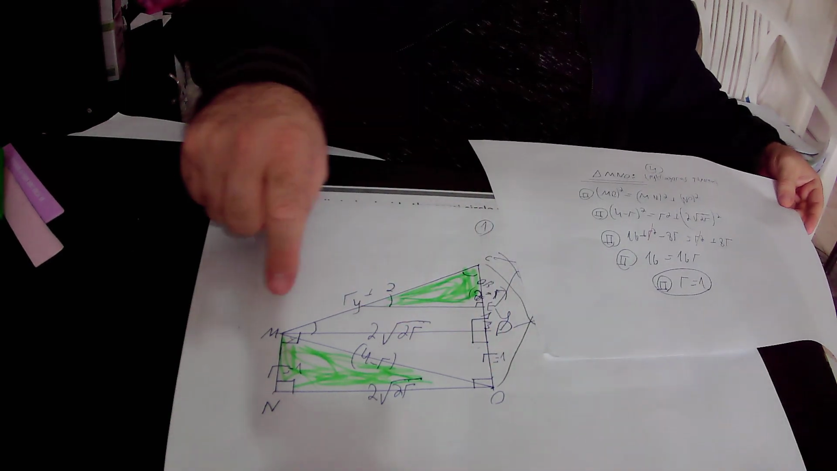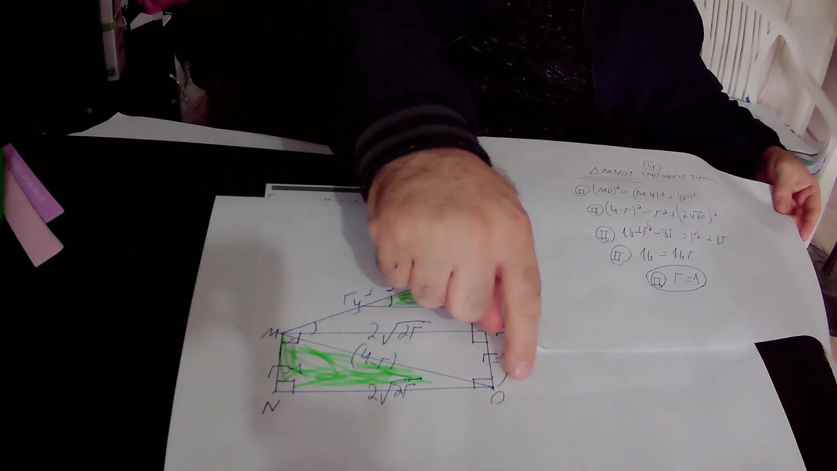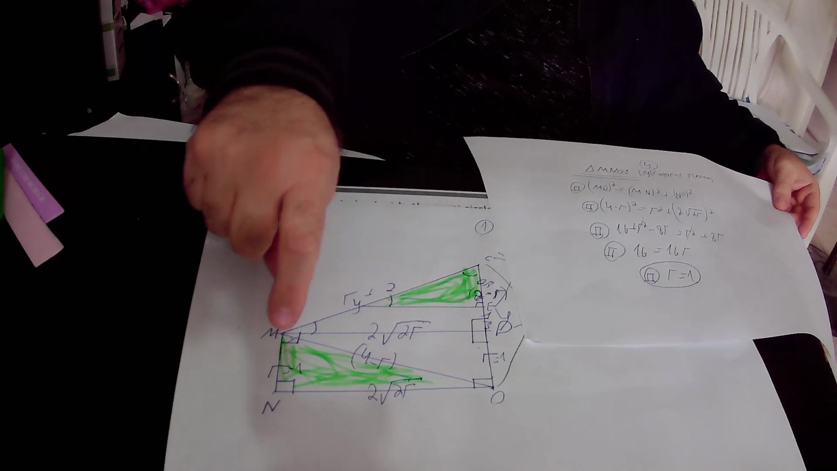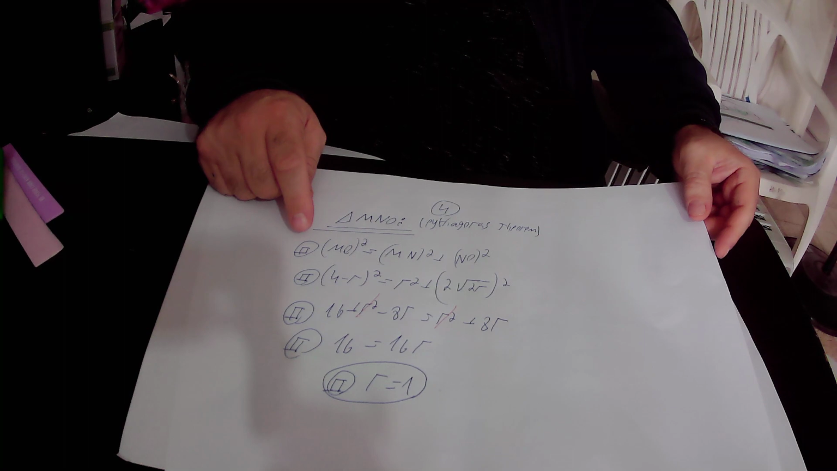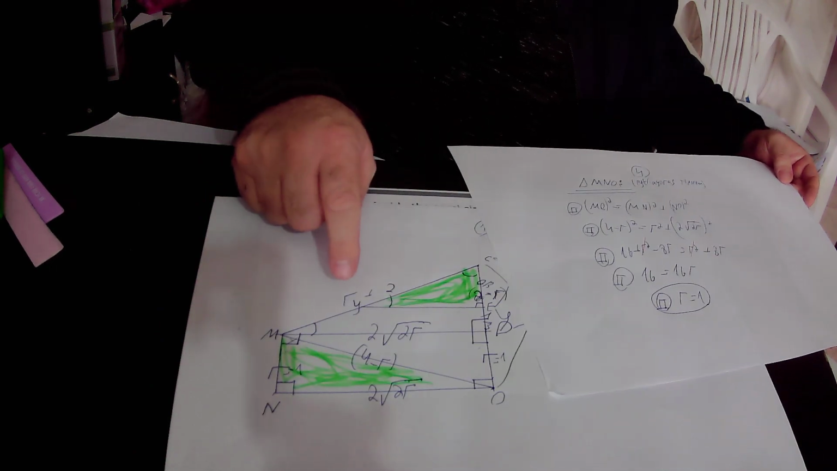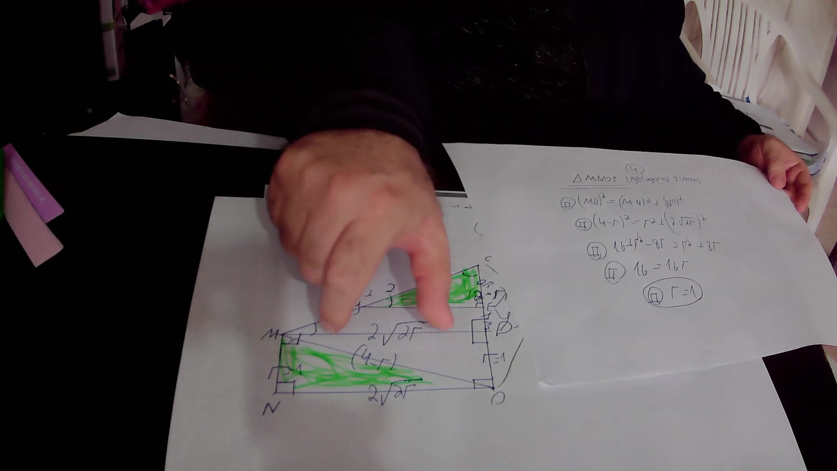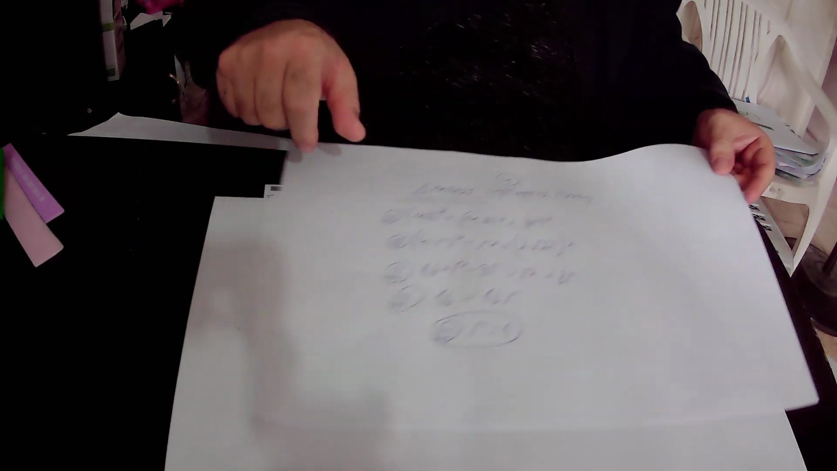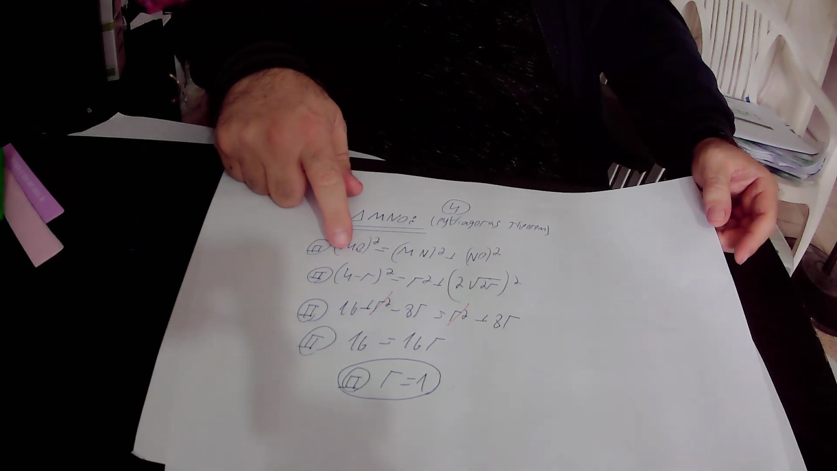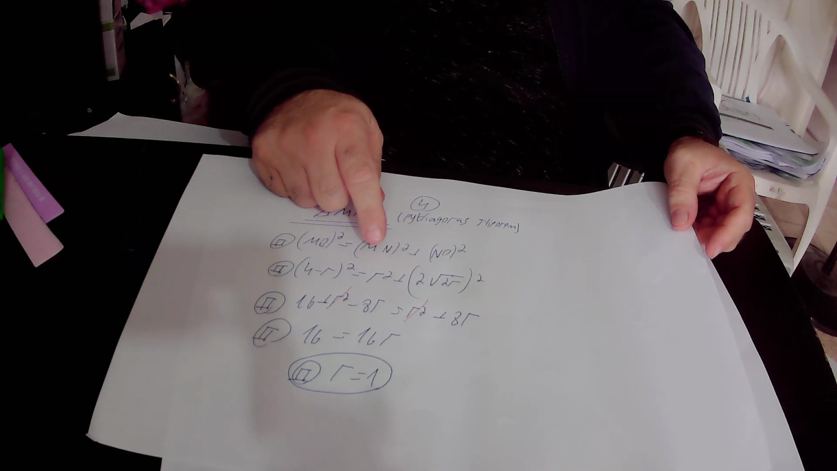The hypotenuse squared equals MN squared plus NO squared in the right triangle MNO, according to equation number 2. But we know that MO, the hypotenuse, equals 4 minus R. So MO squared will be equal to (4 minus R) squared. MN is the radius, so MN squared will be equal to R squared.